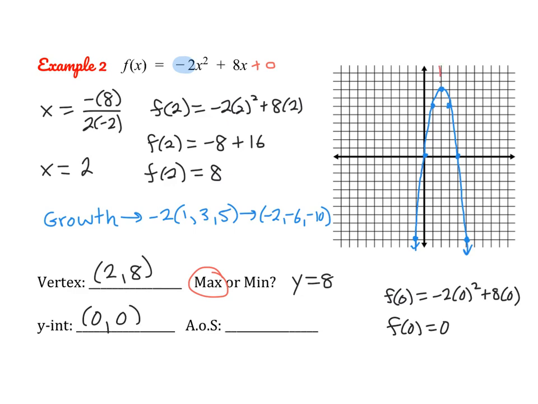And last, we want to describe this axis of symmetry. It's a vertical line, so x equals, and it's always going to be the x value of the vertex. So x equals 2, and there you have it.